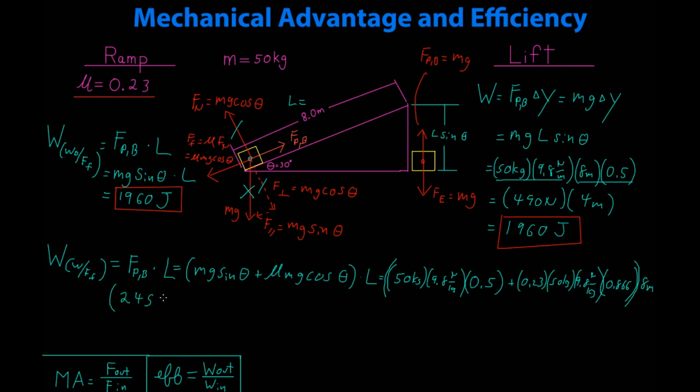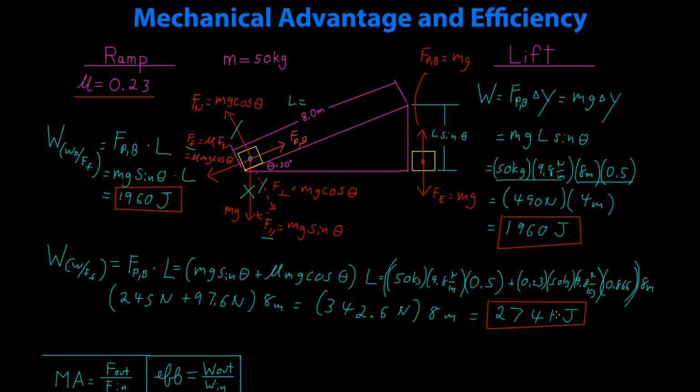Dropping that, I get 245 newtons, which is force parallel, plus 97.6 newtons, which is force friction, times 8 meters, gives me 342.6 newtons, which is force person on box, times 8 meters, gives me 2741 joules. So this is the amount of work done with the ramp, with friction.